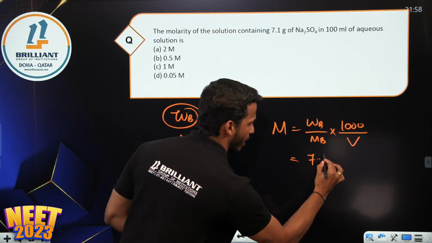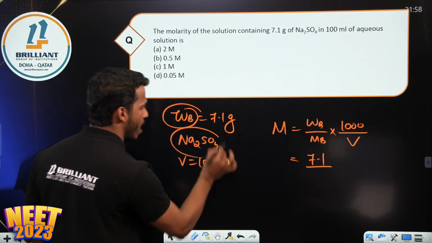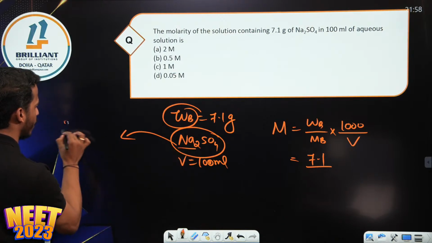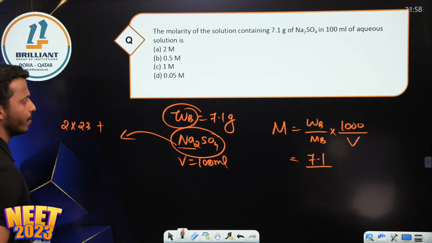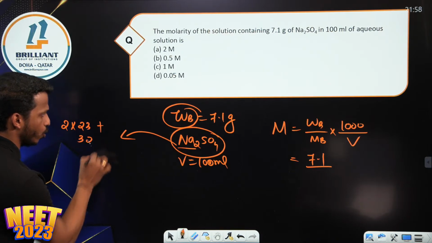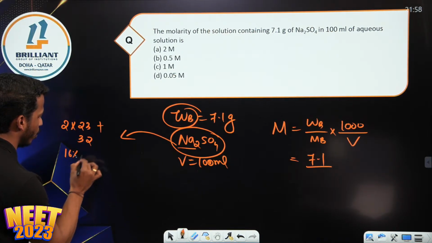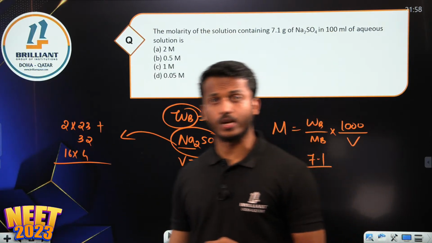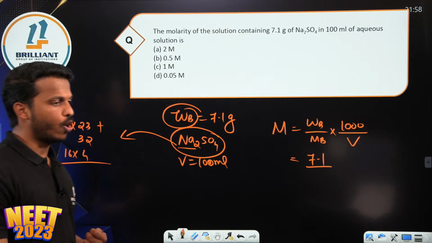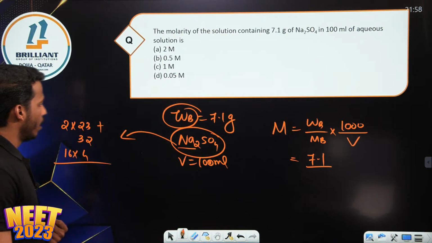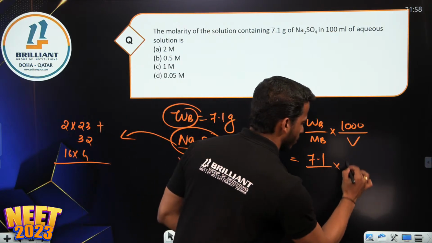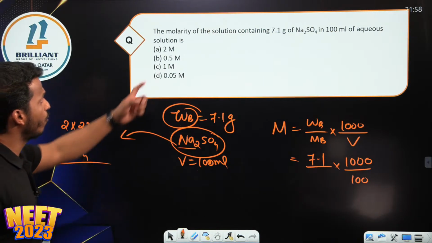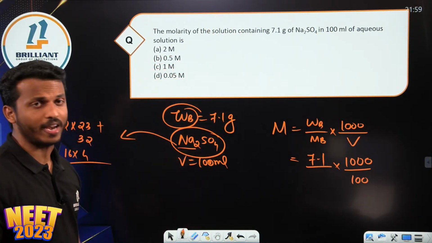That is 7.1 divided by, what is the molecular mass? What is the molecular mass of sodium sulfate, dear all? You know, what is the mass of 2 sodium? 2 into 23 plus, what is the mass of sulfur? 32 plus oxygen 16 into 4. We all remember sodium mass 23, sulfur mass 32, oxygen mass 16. So overall, what is the value? Substitute here, divided by volume, 100.